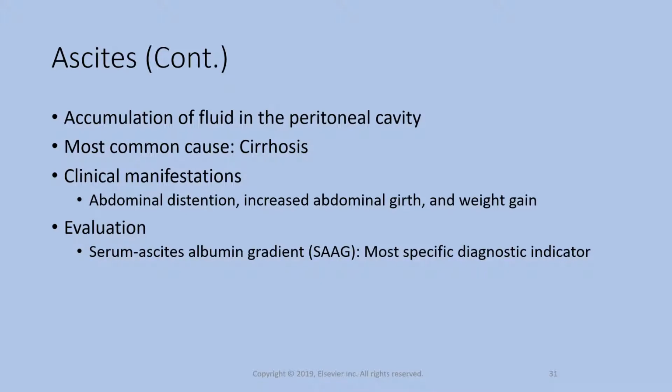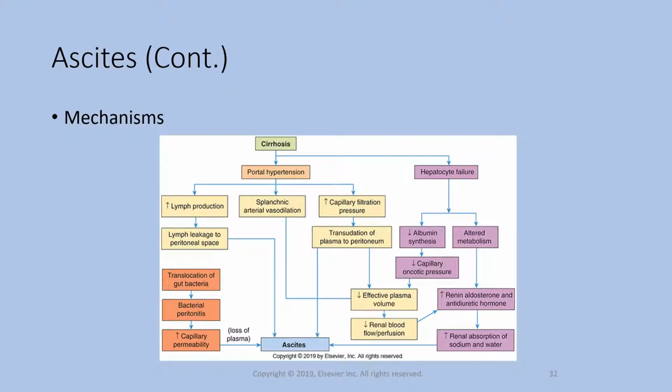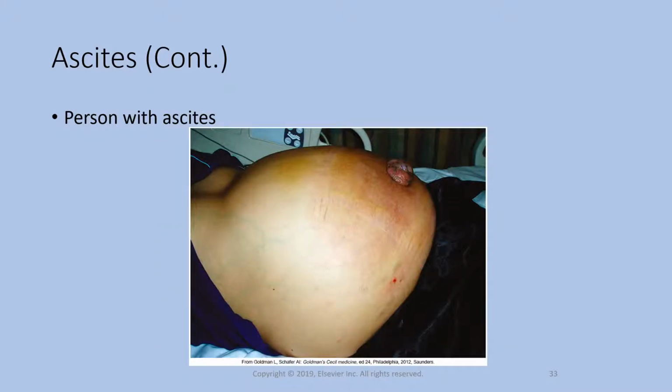Ascites is accumulation of fluid in the peritoneal cavity, most commonly caused by cirrhosis, but also by cancer. This is a cartoon to try to show it. You can see the increase of capillary filling pressure, and then you have transudate of plasma into the peritoneal cavity. This is what it looks like. This is the belly button, the umbilicus, being pushed out by the pressure within. This person could have 5 or 10 liters of fluid in there.